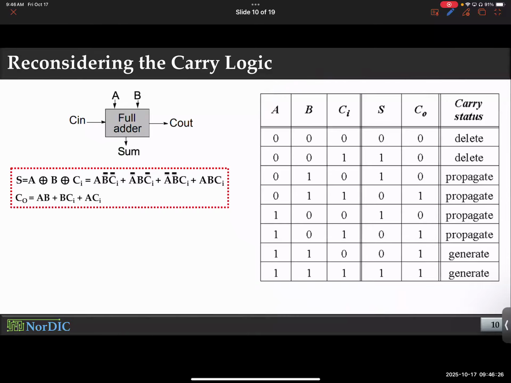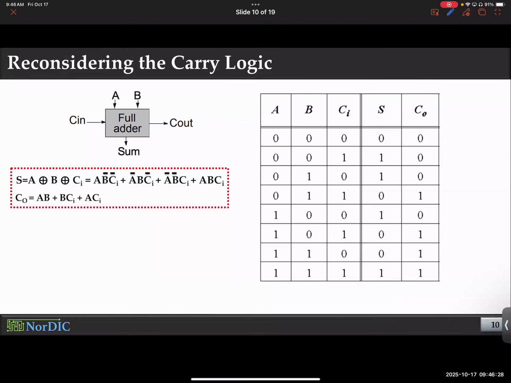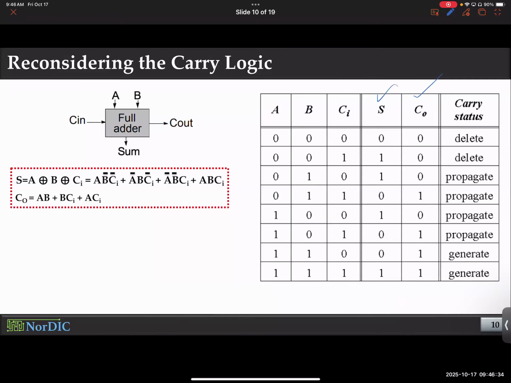Okay. I add an extra column. Did you see that? Did you see the animation? This is the truth table that we saw before for sum and carry. Okay, I've added a new column here. And that indicates the carry status. Okay, let me show you what it means.